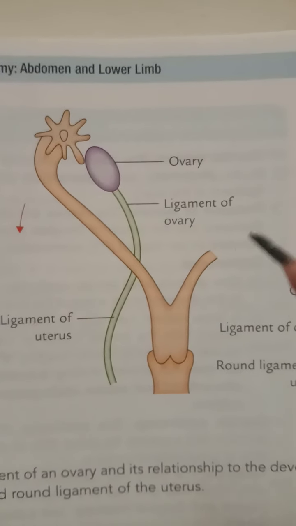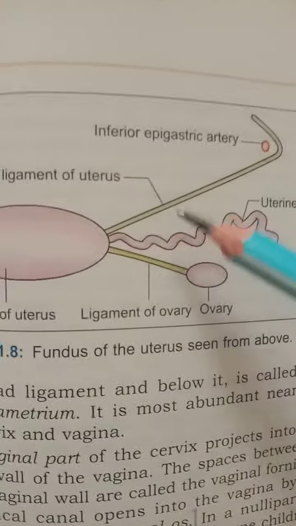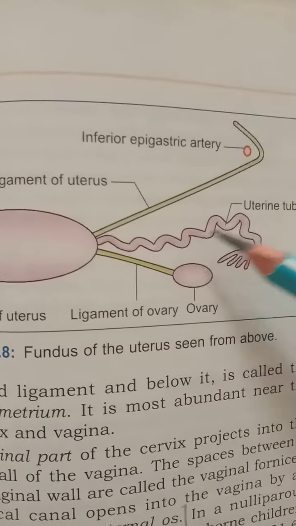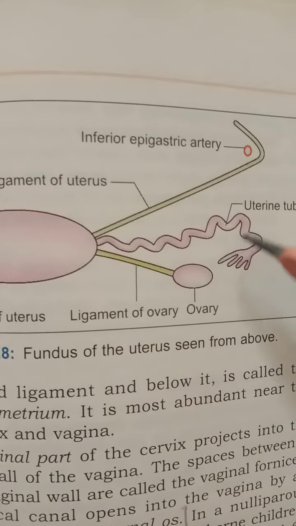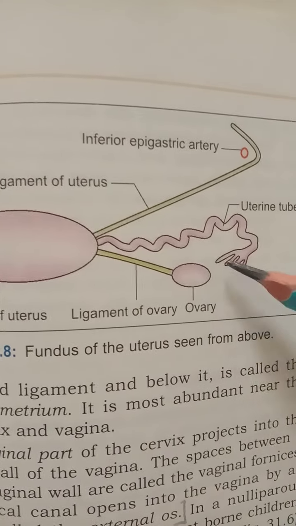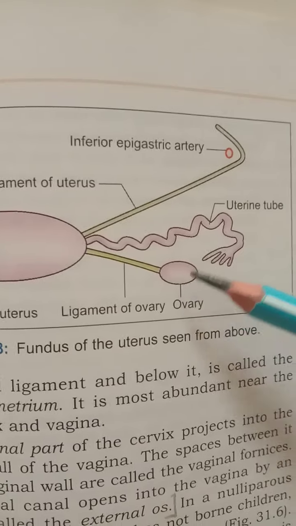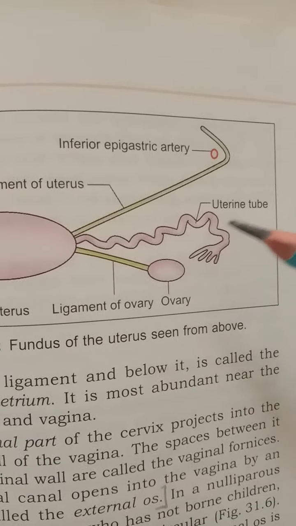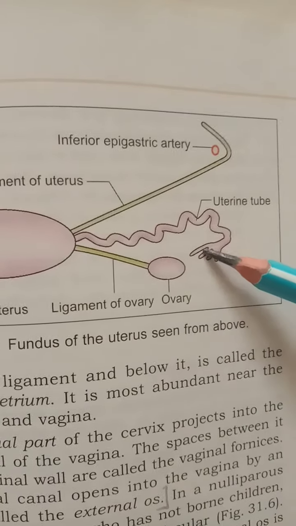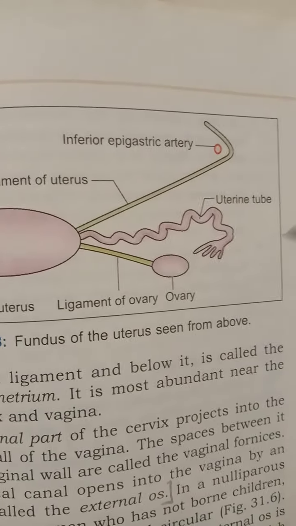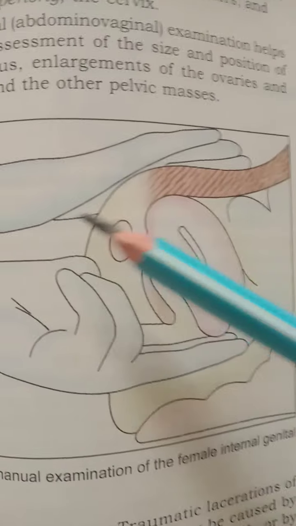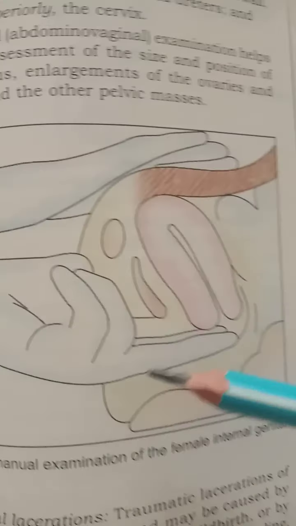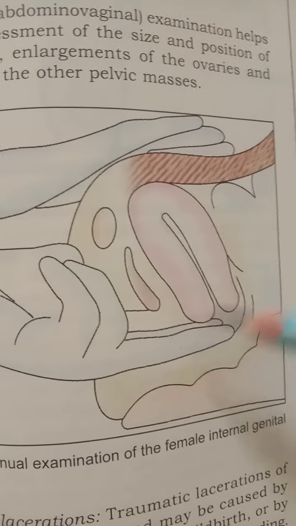Then the applied or clinical anatomy. The first clinical point related to the fallopian tube is salpingitis. Salpingitis means inflammation of the uterine tube. It is the commonest cause of tubal block, leading to secondary sterility in the female. Tubal infection usually occurs due to upward spread of infection from the vagina and the uterus.